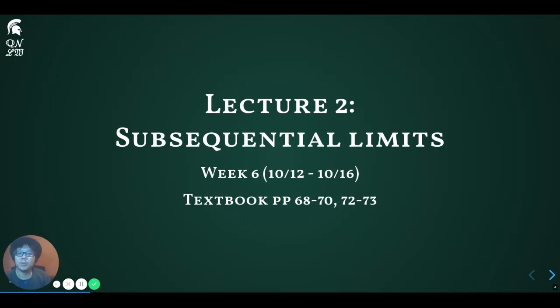Welcome back to lecture 2 of week 6. In the first lecture, we introduced the notion of a subsequence. Notice that subsequences are sequences in their own right. They just happen to be a part of a larger sequence. As sequences, we can take their limits. The numbers that result from this process are called subsequential limits. This lecture corresponds to material found on pages 68 through 70 and also 72 and 73 of your textbook.